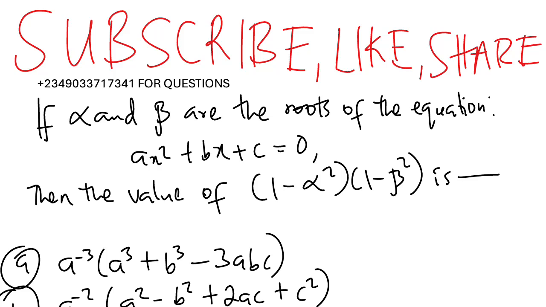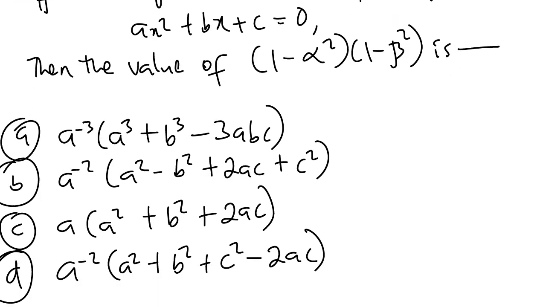In this video, we're going to be looking at the question we have on the screen, which says: if alpha and beta are the roots of the equation ax squared plus bx plus c equal to 0, then the value of (1 minus alpha squared) into (1 minus beta squared) is. So this is a past question from Maths 101, and these were the options. Right, so let's see how we could tackle it.